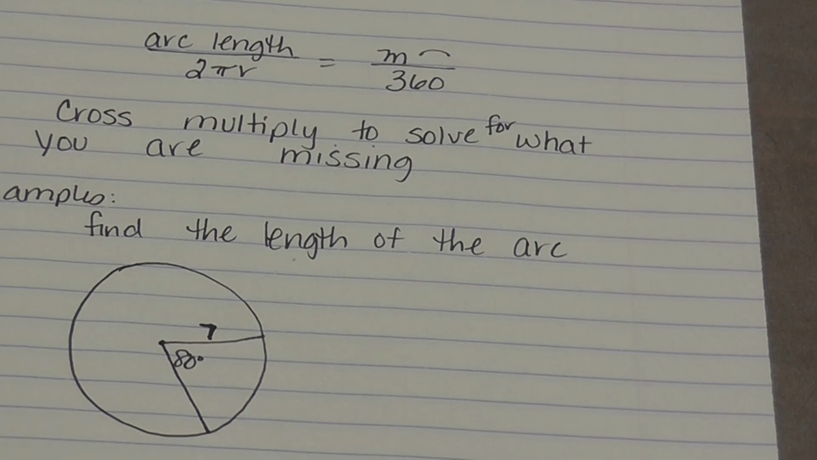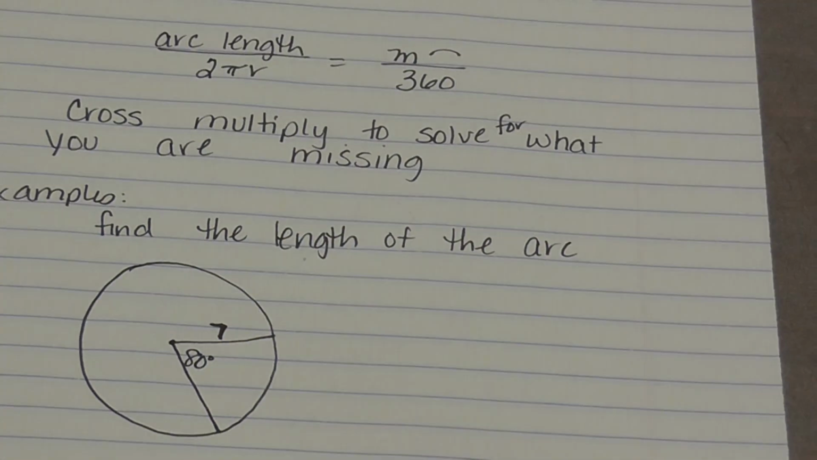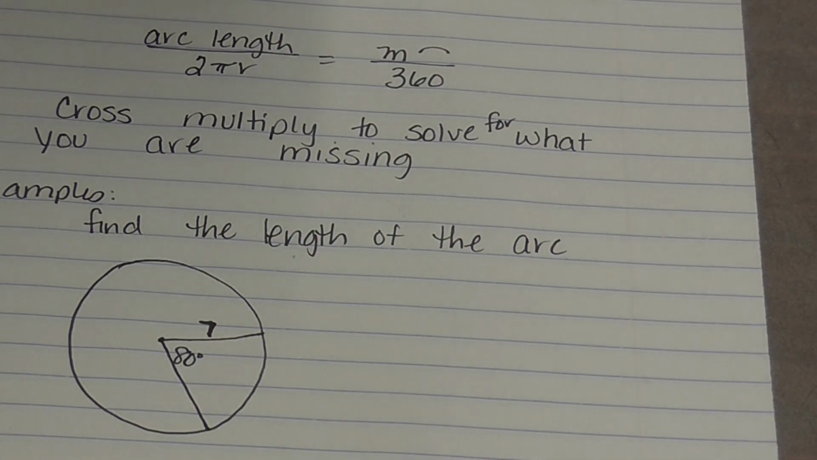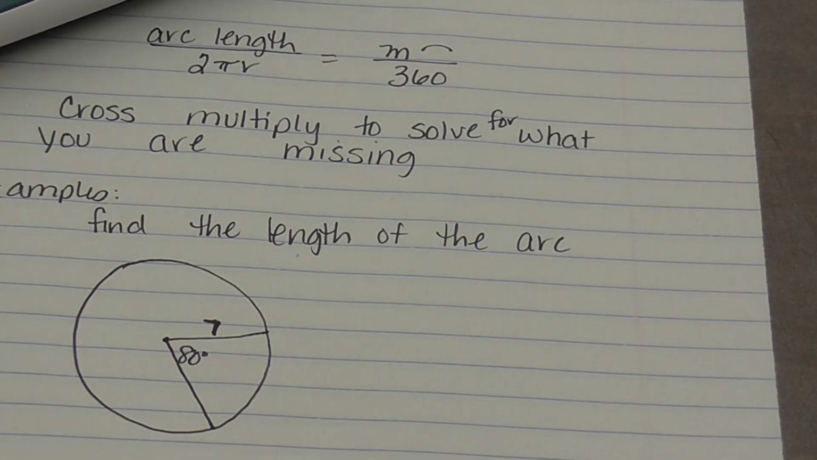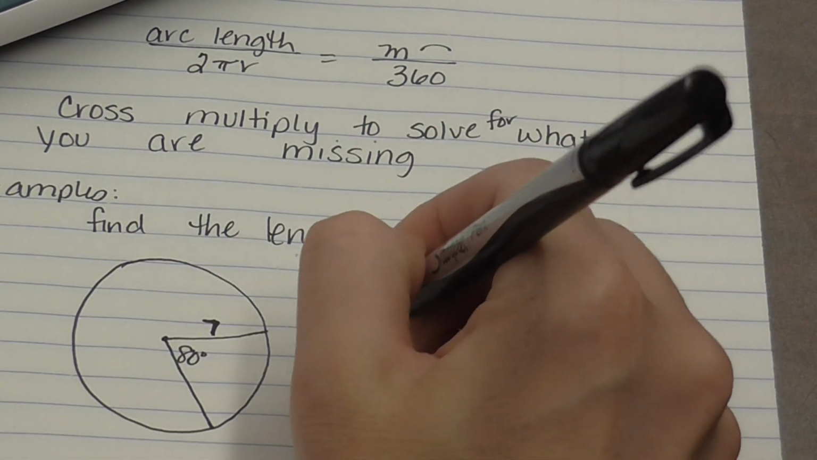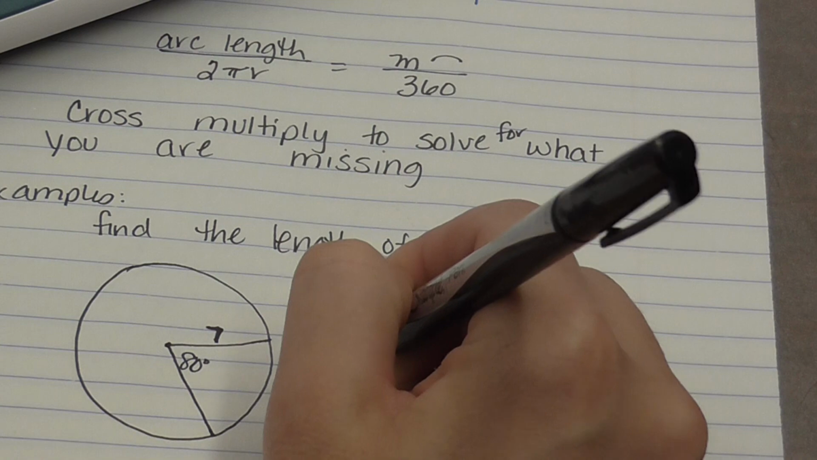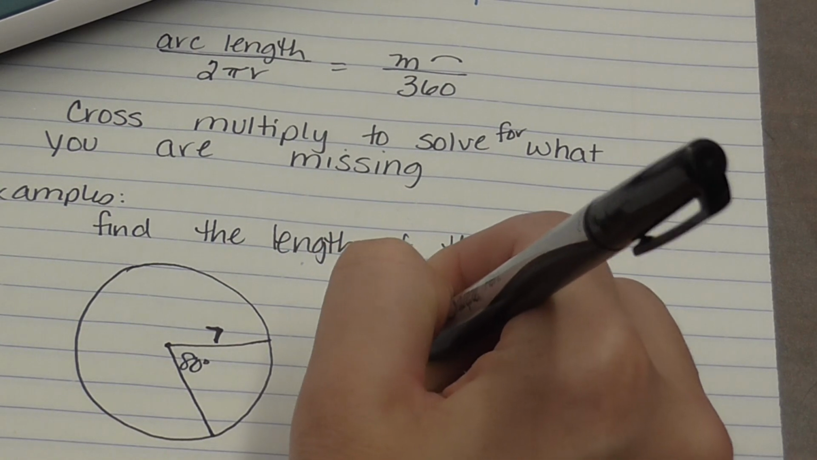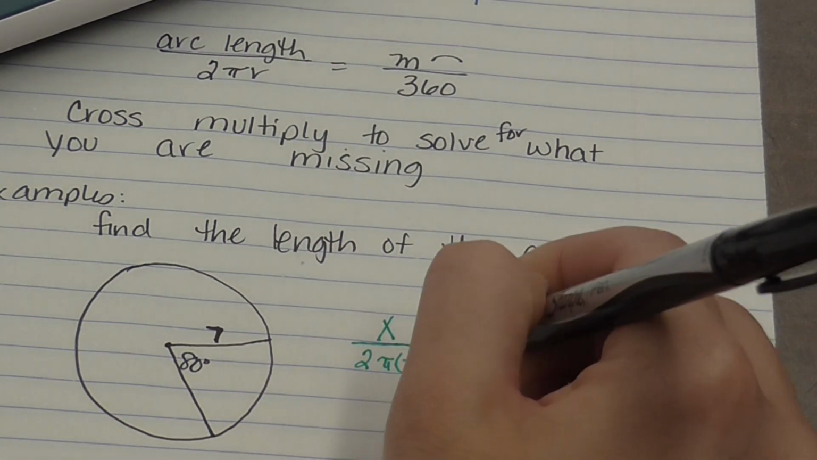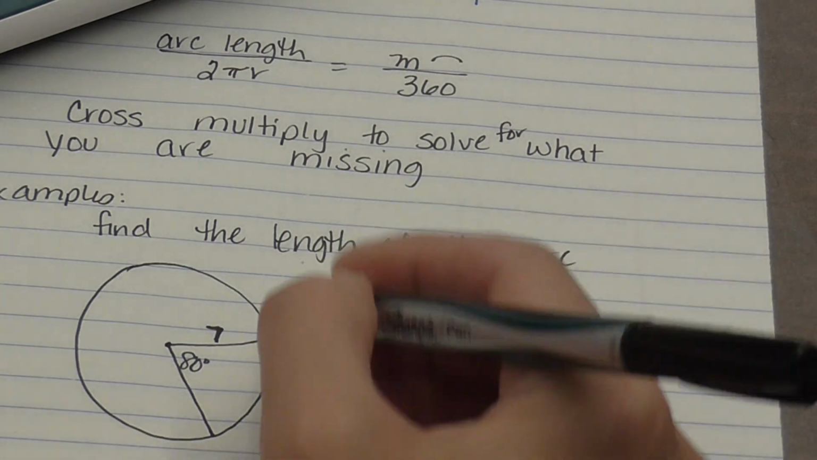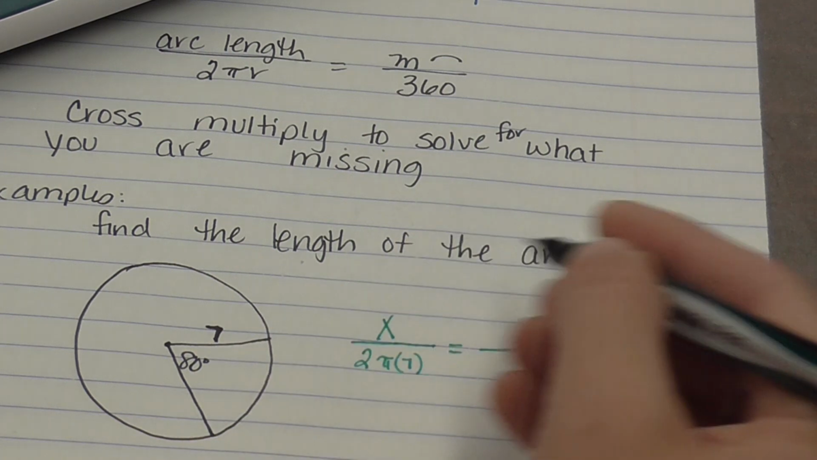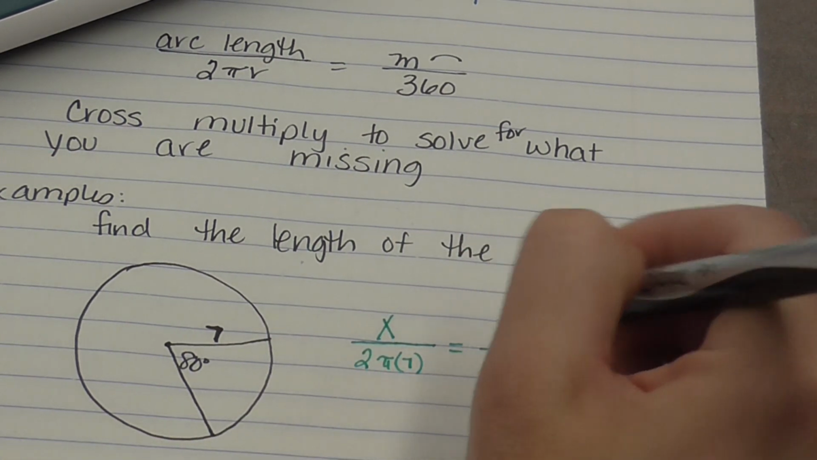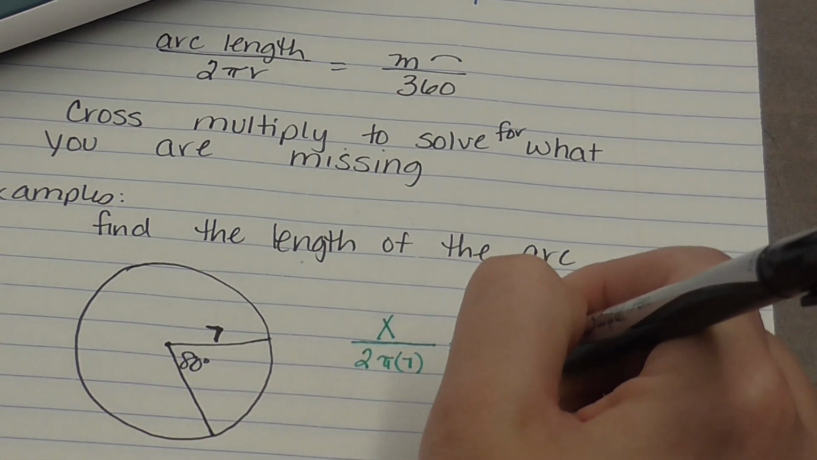So an example that we have over here would be: find the length of the arc. It tells you that the radius is 7 and it tells you that your angle is 80 degrees. I'm missing my arc length, so I'm going to put an x on top. I can figure out my circumference using 2 pi and then plug in 7 for r. That's going to equal my angle measure, or my arc measure. Now it didn't tell me 80 degrees was out here, but that's a central angle. So I know my 80 degrees goes here and my 360 goes right there.